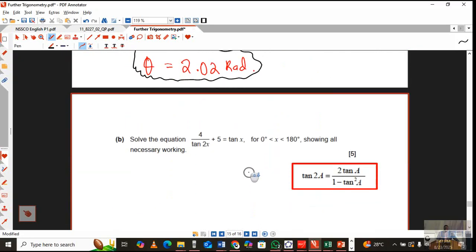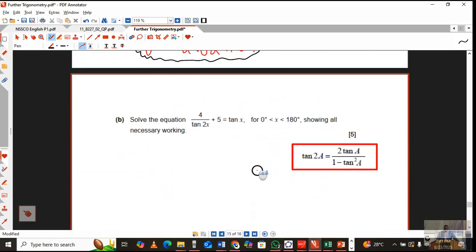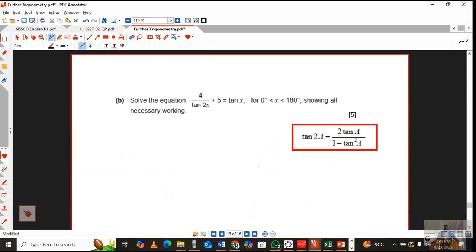Right, we have a second question. Now, this question is unrelated to the one on top, but it is also further trigonometry. Good. So you have got an equation, 4 upon tan 2x. You have a double angle that you have to know. That's why I brought this in, and then you work from there.